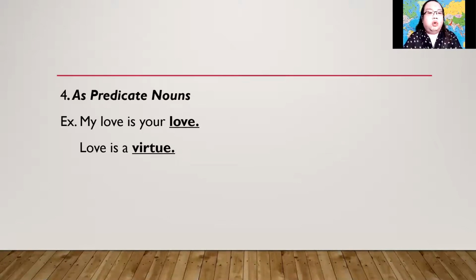Nouns can also work as predicate nouns. Predicate nouns are found after any linking verb. So examples of linking verbs would be is, are, was, were, am, so on and so forth. Let's try to look at the sentences. First, my love is your love. The linking verb is the word is, and the noun after that is the word love. Therefore, love there is your predicate noun.